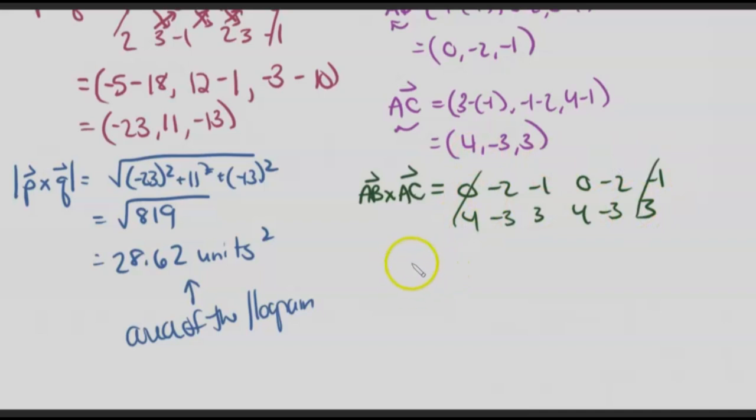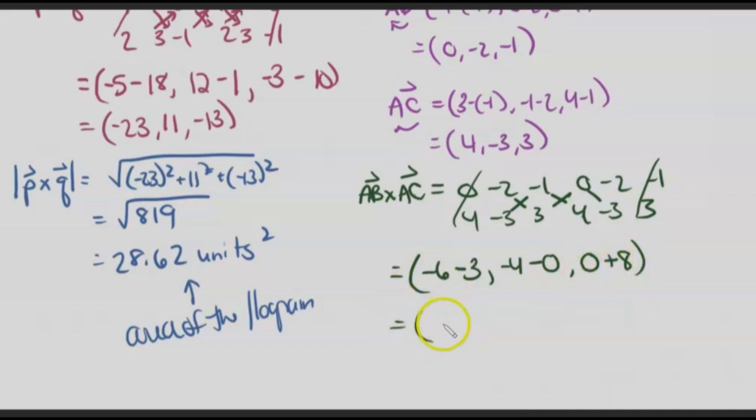Okay, the front and the back we don't care about. Let's now multiply. So -2 times 3 is -6, minus -3 times -1 is just 3. Okay, -1 times 4 is -4, minus 3 times 0, which is 0. 0 times anything is just 0, minus -4 times -2, which is 8. So minus -8 is going to be positive 8. So we get the vector -9, -4, and 8.